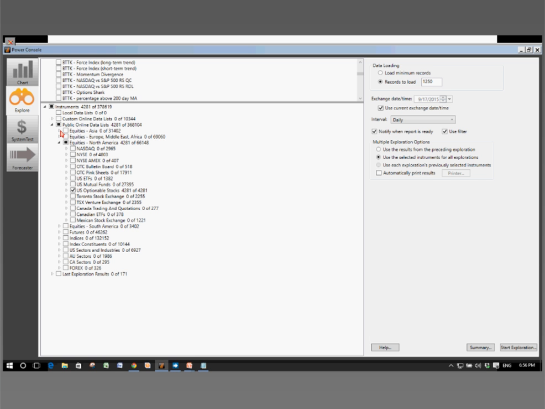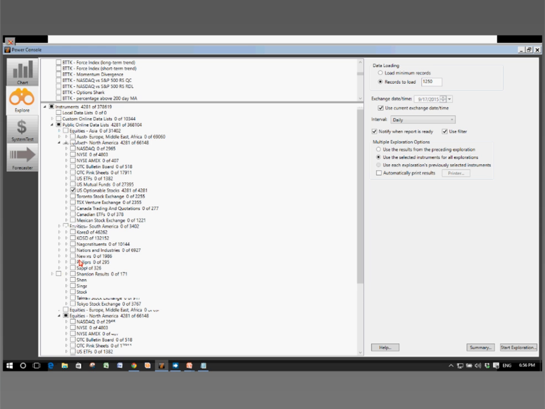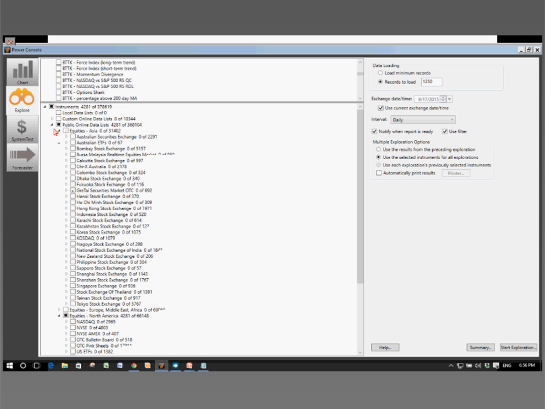Okay, and in that particular scenario, you just come down here to equities, find the exchange that you want, and maybe it's the Australian ETFs. You want to scan those 67 ETFs real quick.